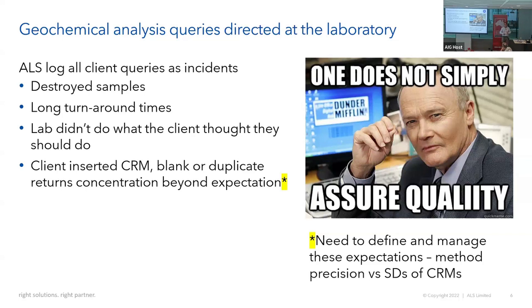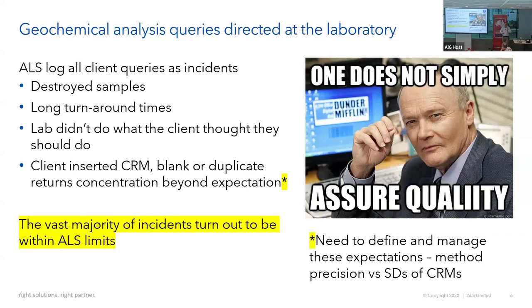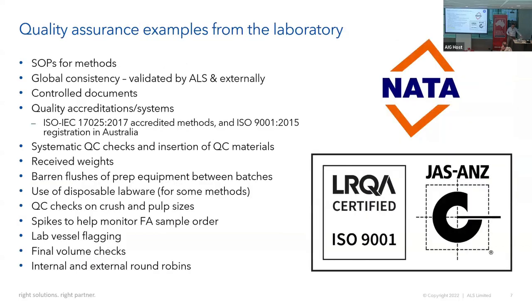And a little bit later, I'll talk about method precision versus standard deviations and things associated with CRMs. It turns out that when we investigate incidents, the largest group of them turned out to be within ALS limits. That's certainly not to say that things don't happen. There's often instances of analytical discrepancies and contamination, but it is about understanding the capabilities of your method and not pushing it too far.